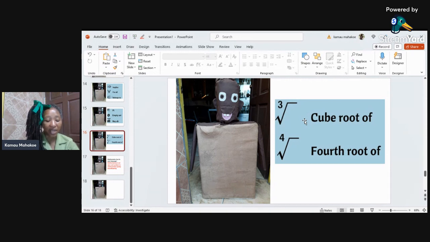Likewise, if I raise 2 to the fourth power, if I multiply 2 by itself 4 times, 2 times 2 times 2 times 2, I'm going to get 16. So the fourth root of 16 is 2, and so on. So any number can go here. And these are operations that you can do if you have your calculator.